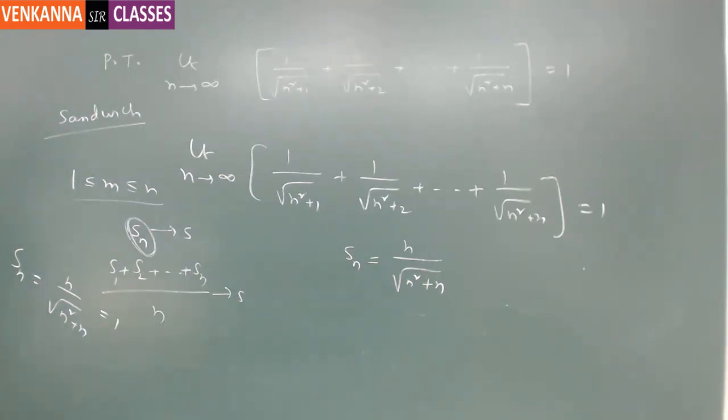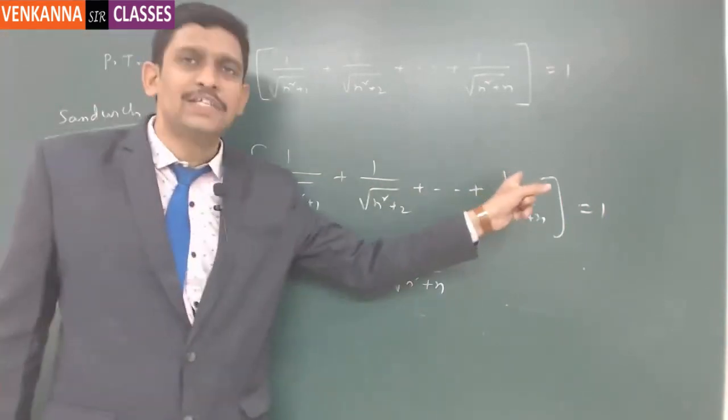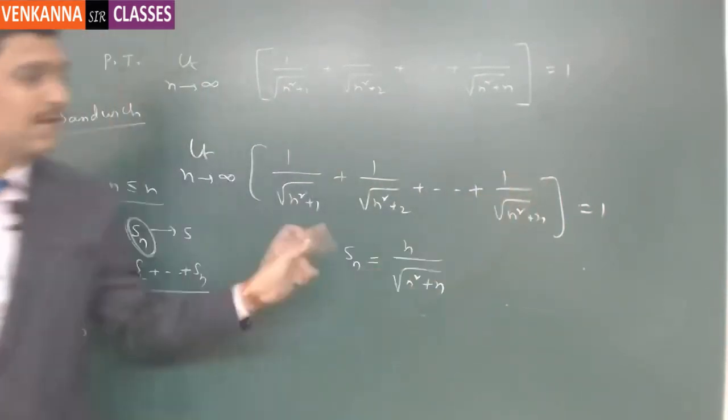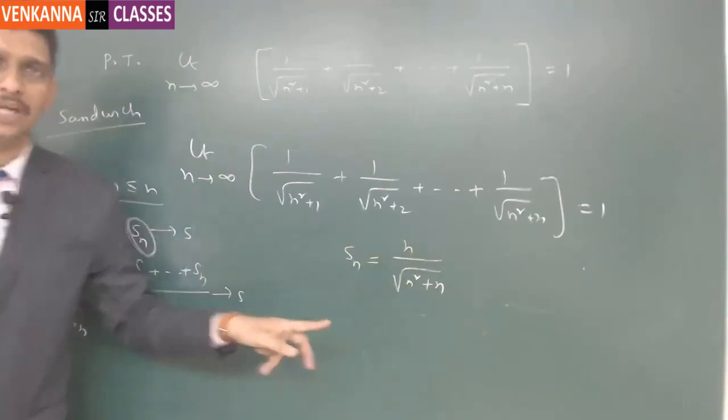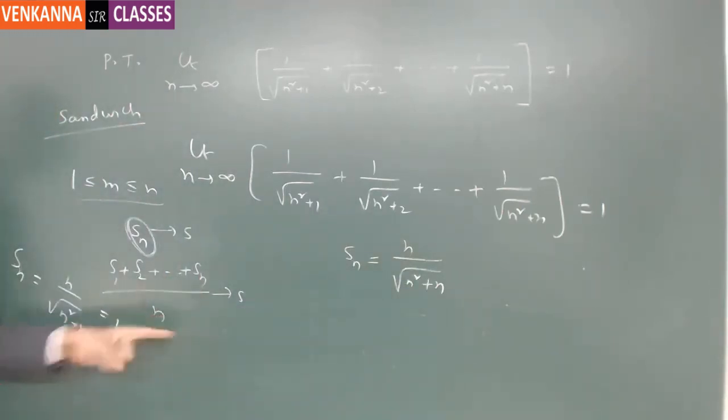Why have I taken that? If I want to make use of this average property, in the denominator I got n. But here in the problem, there is no n in the numerator. So I have taken n in the numerator so that if I apply this formula, the n gets cancelled in the denominator. Okay?